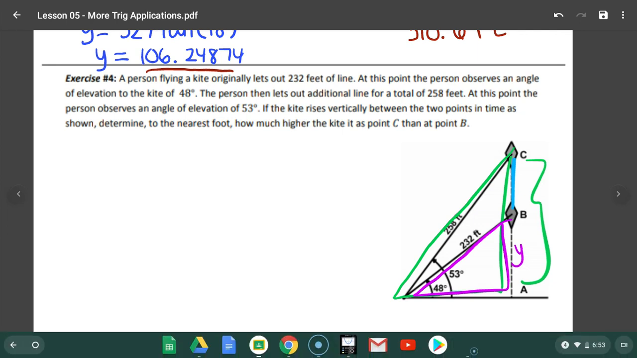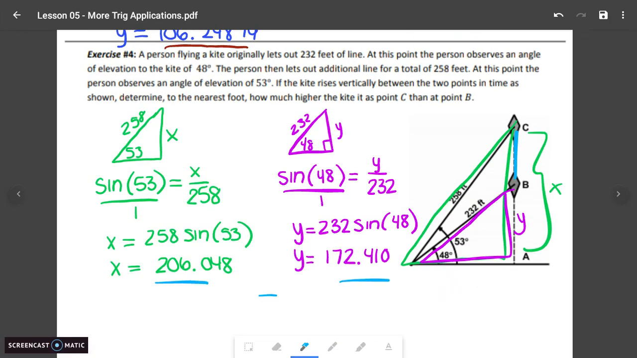Triangle and the purple triangle, and I want you to try to set up the trig functions first. So go ahead and pause the video and set up the trig functions, and we'll see if we match. Right triangles just to get a picture of it a little bit clearer, but we use sine because we were trying to find the opposite and we had the hypotenuse. So I found both the pieces, x and y. The last thing to do is subtract these two values, and to the nearest foot, 34 feet.